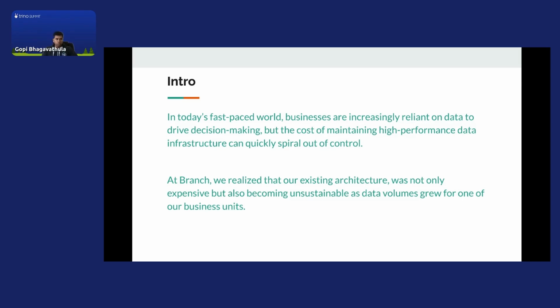To talk about briefly, in today's fast-paced world, businesses are increasingly reliant on data to drive decision making, but the cost of maintaining high-performance data infrastructure can quickly spiral out of control. At Branch, we realized that our existing architecture was not only expensive, but also becoming unsustainable as data volumes grew for one of our business units.